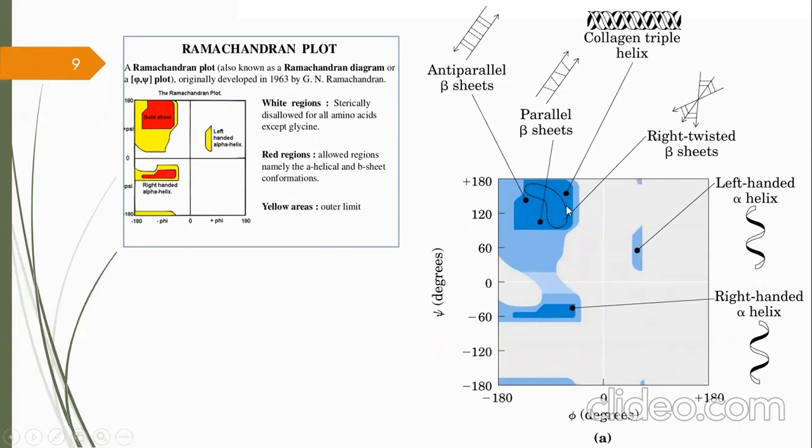And here are the right-twisted beta sheets, which lie here, encircled with dotted lines. And here the left-handed alpha helix, and here the right-handed alpha helix will occur. This will be the phi, and this will be the psi degrees. So this is how it can be represented in this diagram as well.